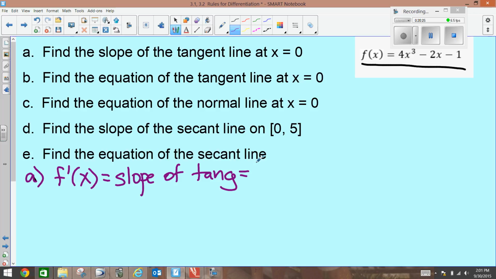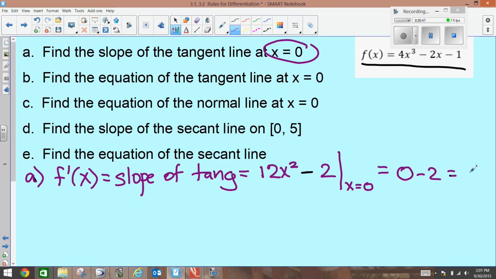Quickly, you should be able to say that's 12x squared minus 2. Okay, now remember we're at 0, so now we say, put that straight line there, just like the calculator does, and put x equals 0. That means you're going to plug in a 0. So 12 times 0 is 0 minus 2. Slope of the tangent line is negative 2. So that's part A.